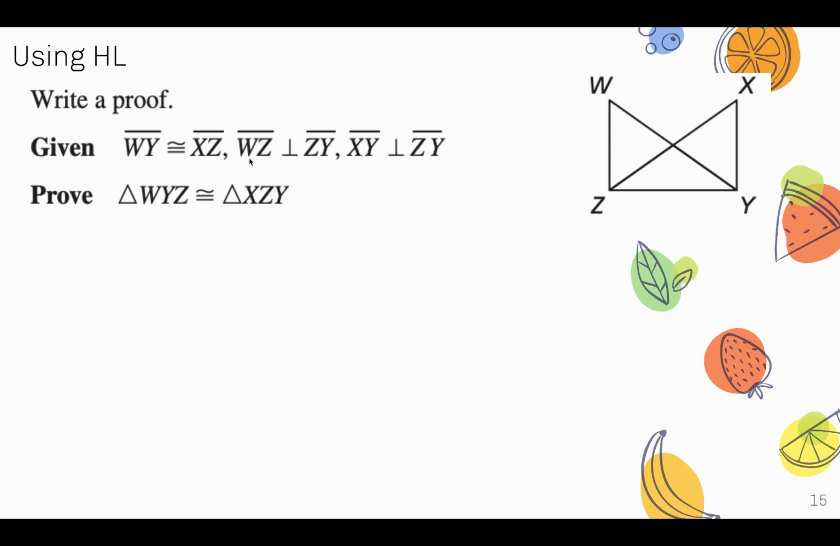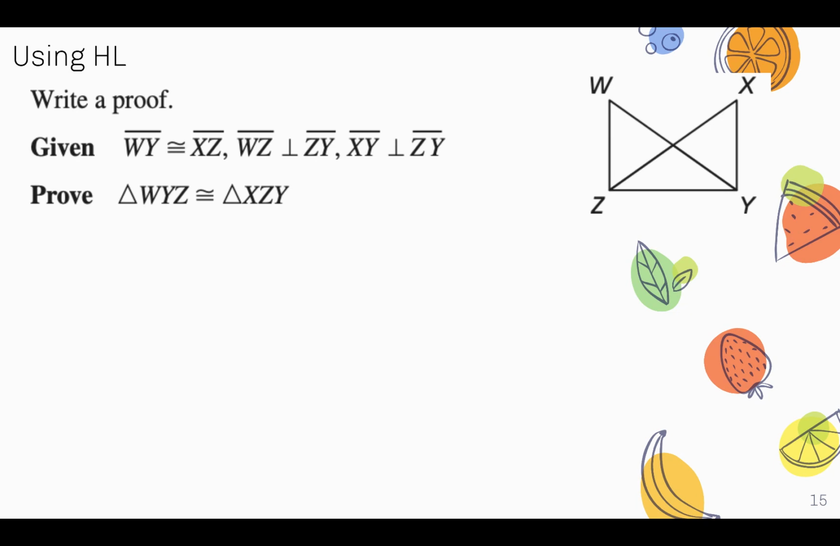Now I'm also given that segment WZ is perpendicular to Z. So WZ is perpendicular. So I would go ahead and make a little box, the right angle symbol right there. And then likewise, the right angle symbol right there. Okay. So I am given two right triangles, and I know that the hypotenuse is congruent to the other hypotenuse. I'm given that, okay? So all I need is a leg, and I can use hypotenuse leg.